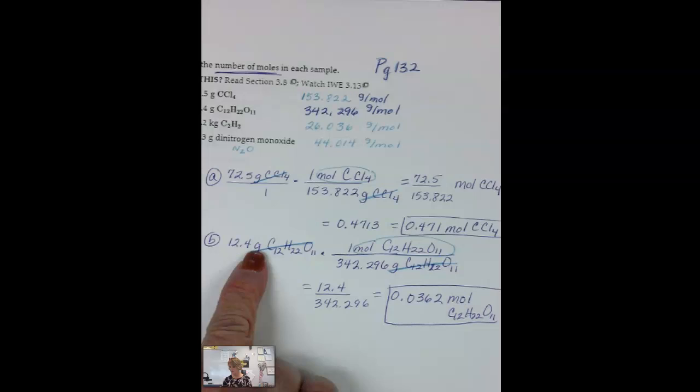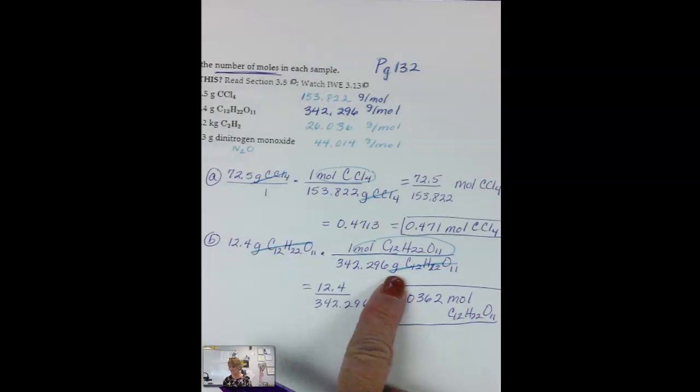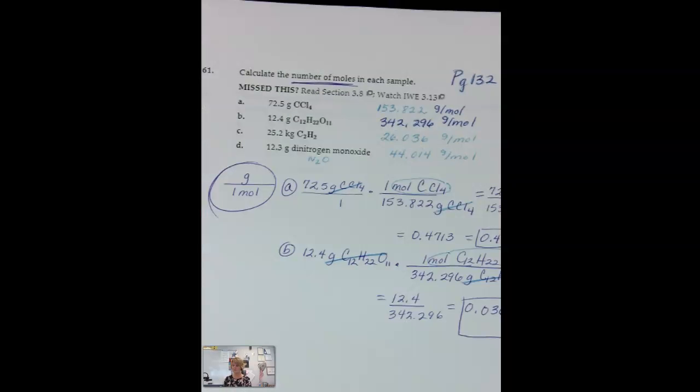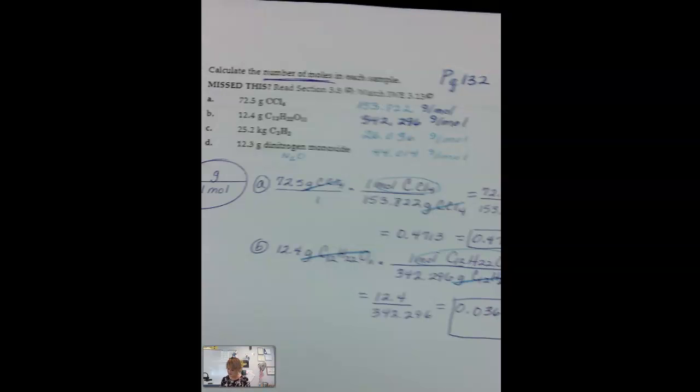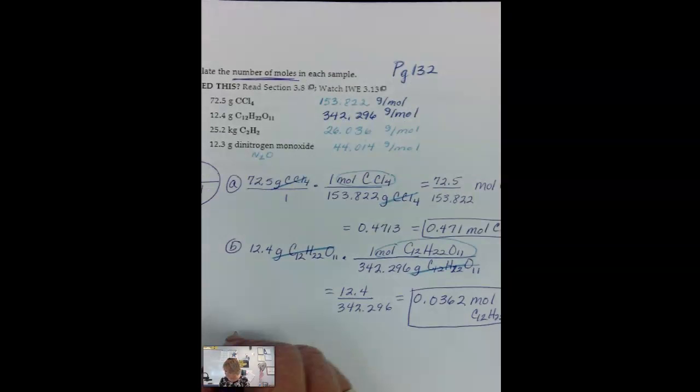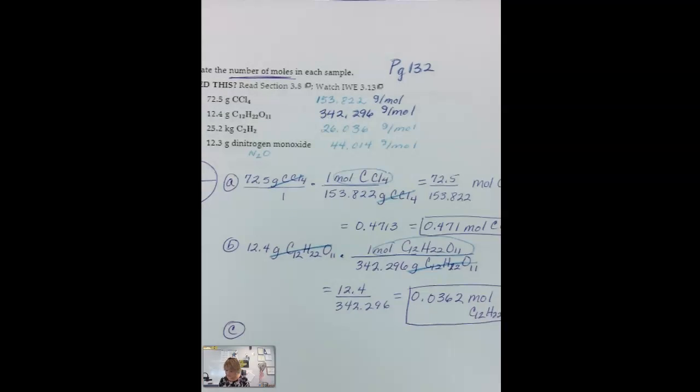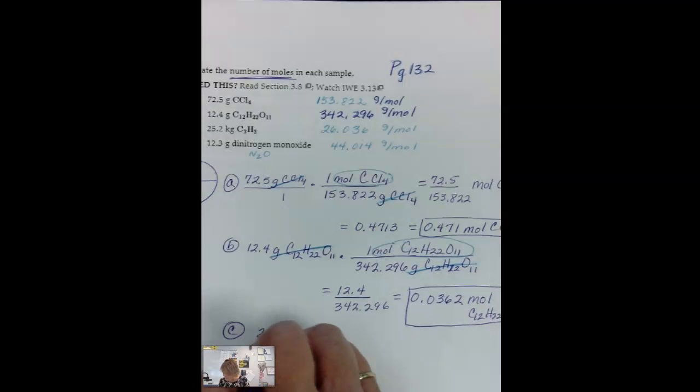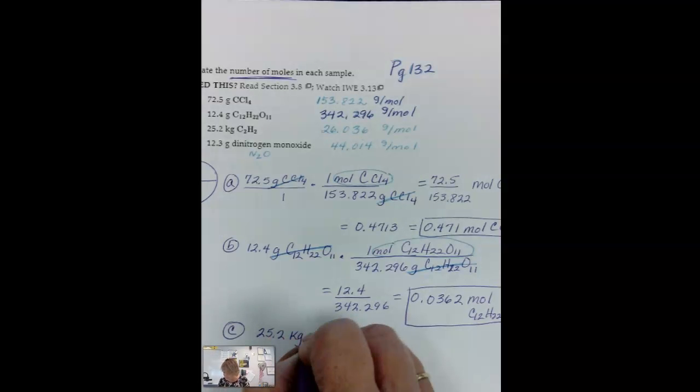So again, you started with grams. Whatever you start with, what's in the numerator goes to the denominator. Your moles on top. Again, we're remembering that our label is always grams per mole. Okay, let's do one more. So I'm starting off with 25.2 kilograms. So a little bit of a twist there.